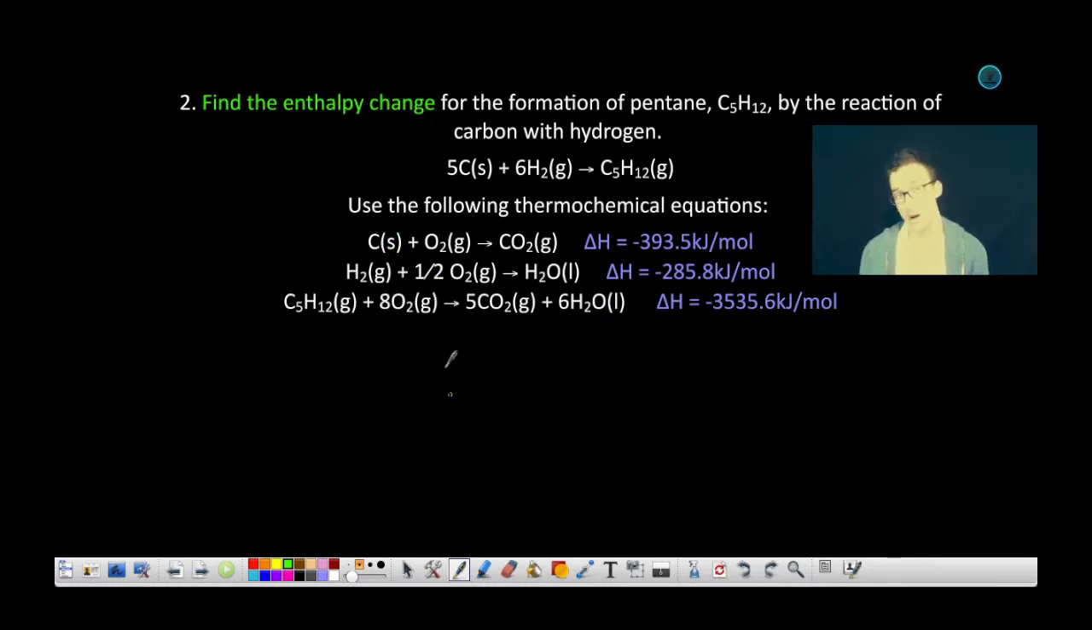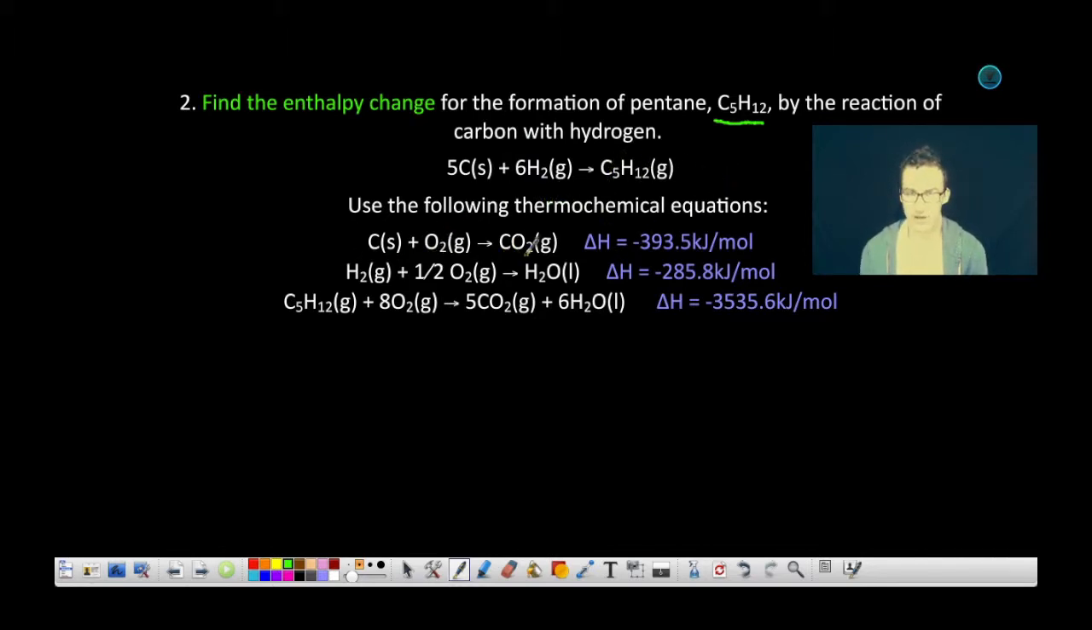In this case, we are asked to find the enthalpy change for the formation of pentane, C5H12. Wow, great organic nomenclature practice right here. By the reaction of carbon with hydrogen. Use the following thermochemical equations. We're provided with their enthalpy changes. Okay, again, we're trying to get this equation from these equations here. So we want carbon and hydrogen as reactants and pentane as a product.